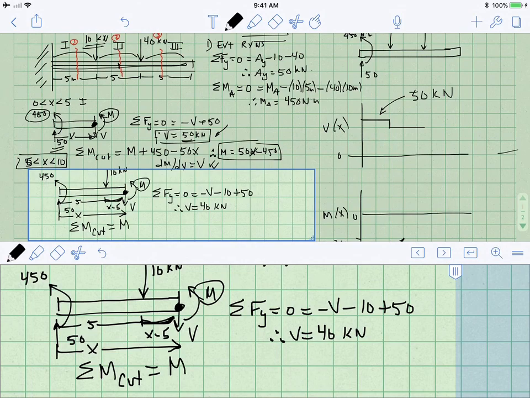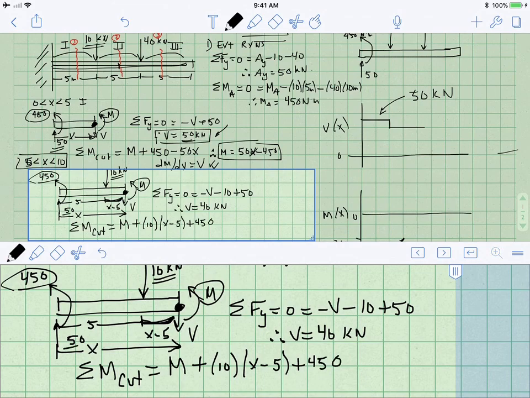I'm going to get a positive moment from this 10 kilonewton force. So I write 10. That's the load. I need the distance. We decided the distance was x minus 5. So that takes care of that. I have to include the 450 again. That's positive. And I have to include this 50. And that's negative.